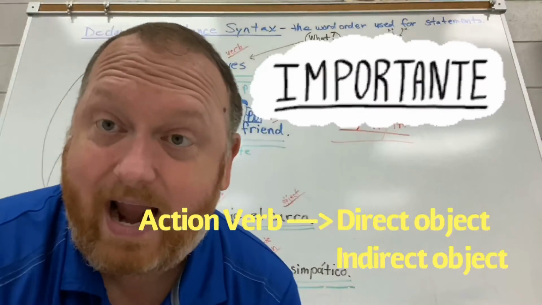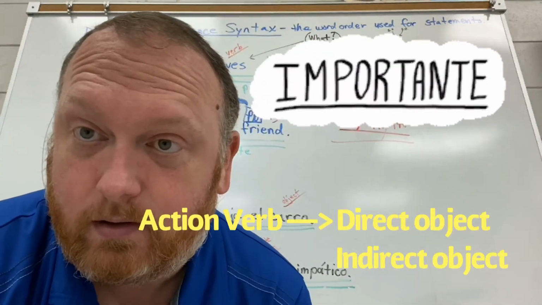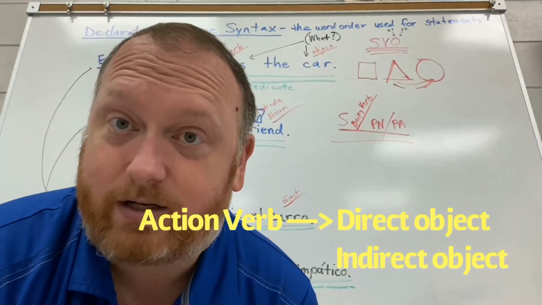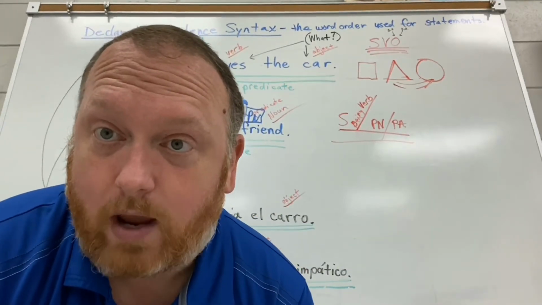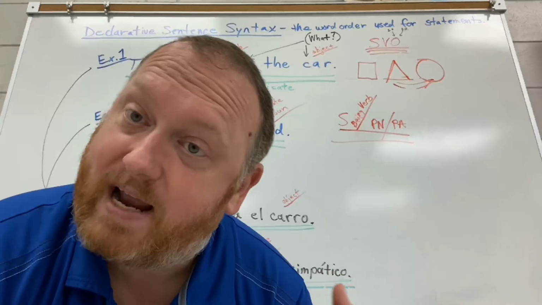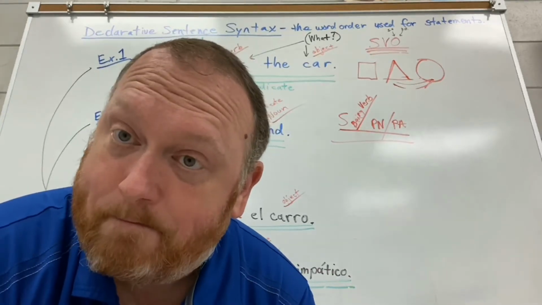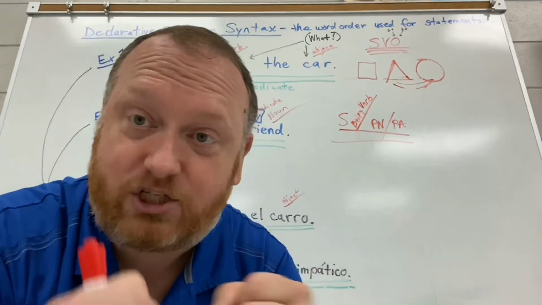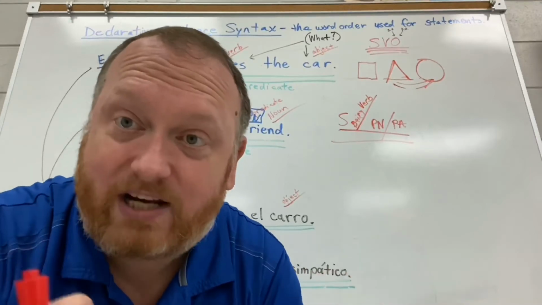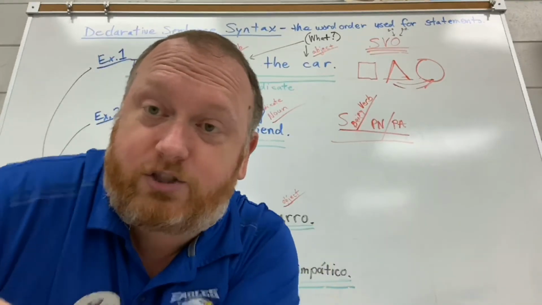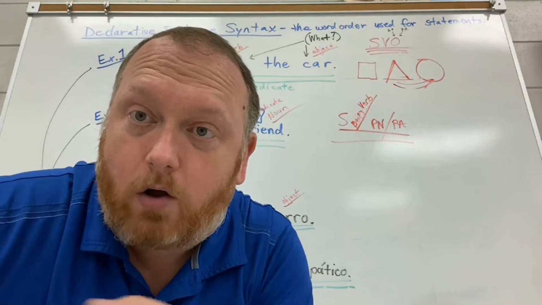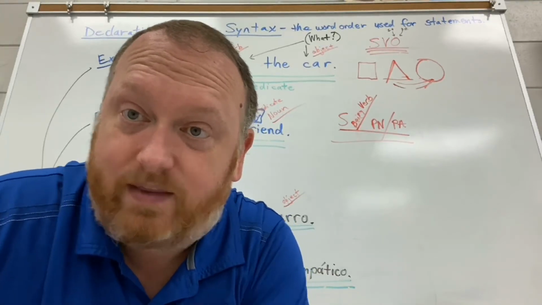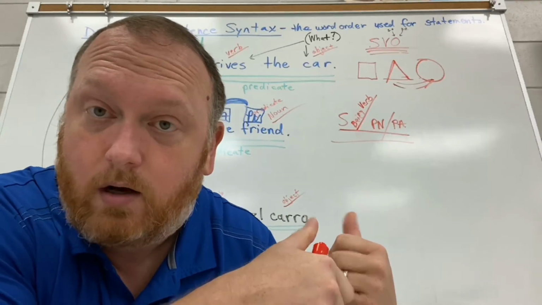Okay, well, if you have an action verb, you have to have a direct or indirect object. That's your only choice. Okay? Because you got to have a thing you're talking about. You got to have some kind of action that's happening. And that action has to be done to somebody or to something. In this case, a car. So that's how it works.